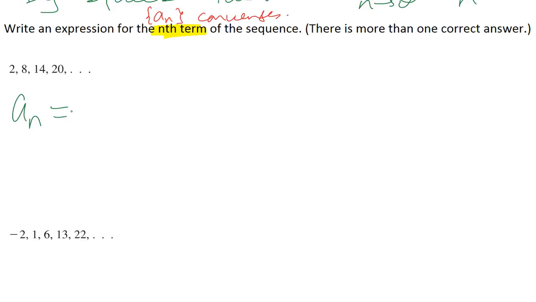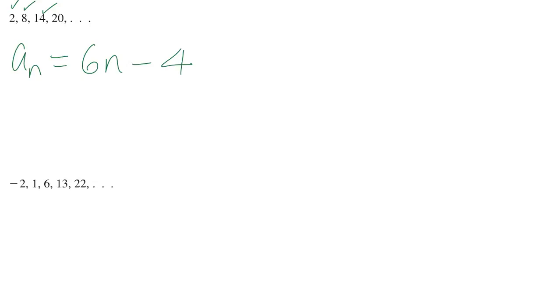Okay? Now look, 2, 8, 14. Nth term for this is 6n minus 4, guys. How do we know that? When n is 1, 6 minus 4, 2. When n is 2, 12 minus 4, 8. When n is 3, 18 minus 4, 14, so on and so forth. Right? Okay, you will get that by some trial and error.